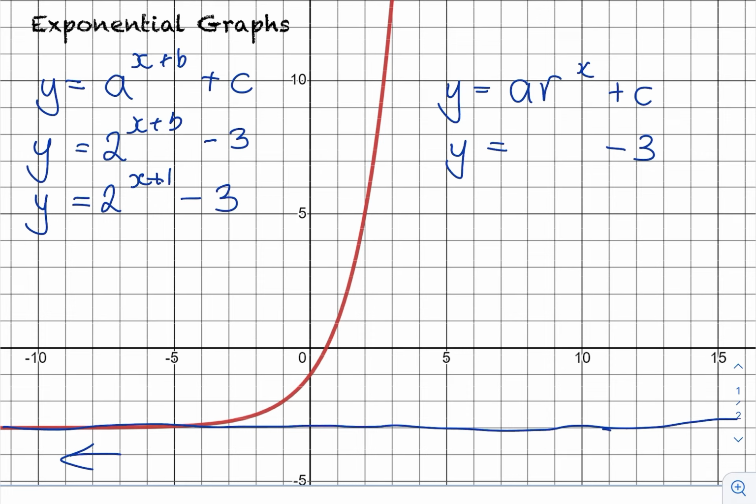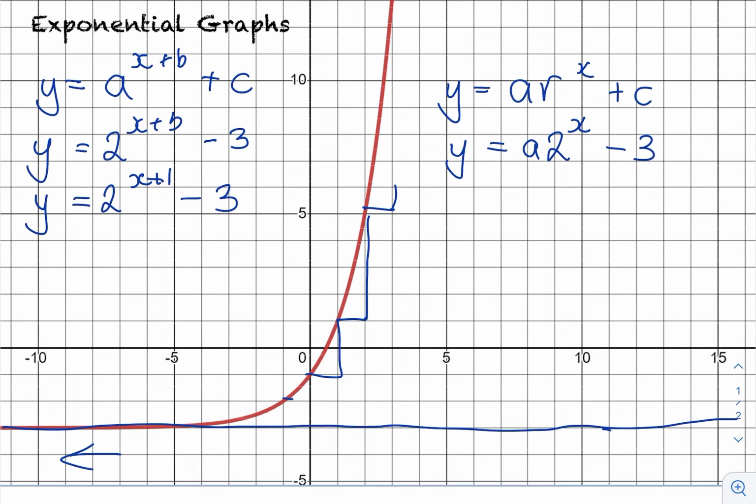Okay. Now our r is what we did before. What's it going up by? What are we multiplying by every one we go across? We're multiplying it by 2. So our r is 2, and that's to the power of x. Now to work out our a, we need a value of x and y.